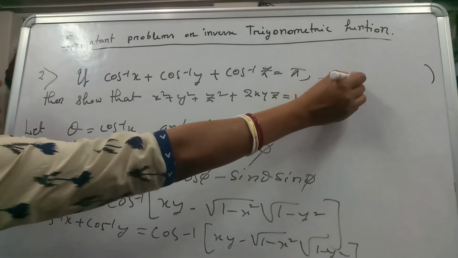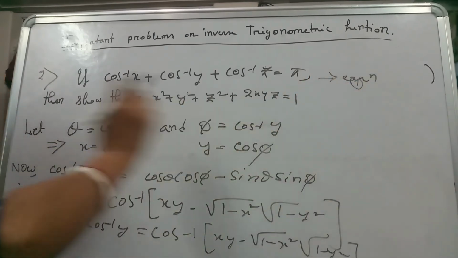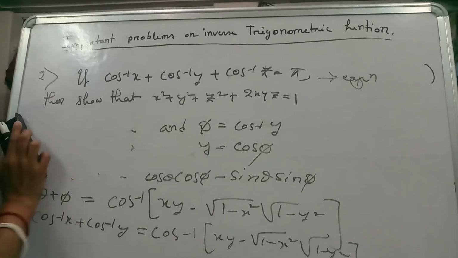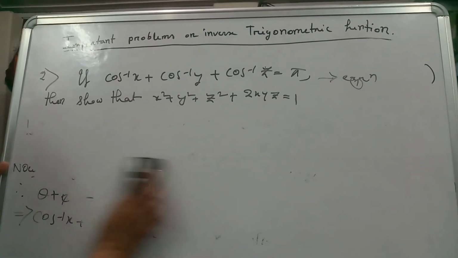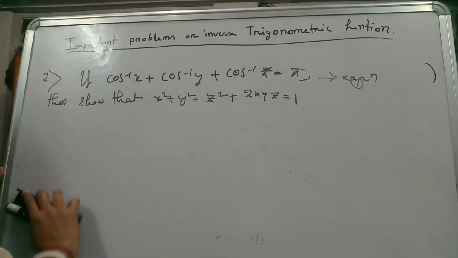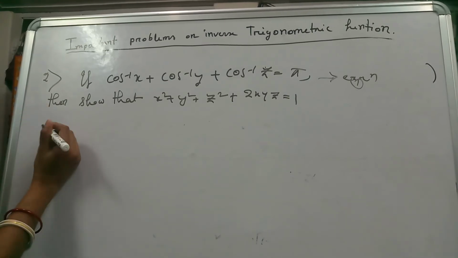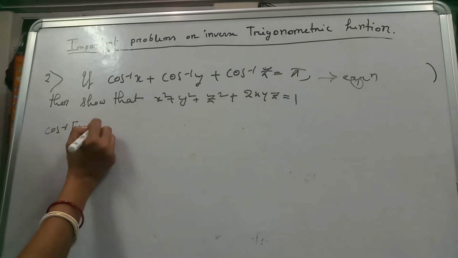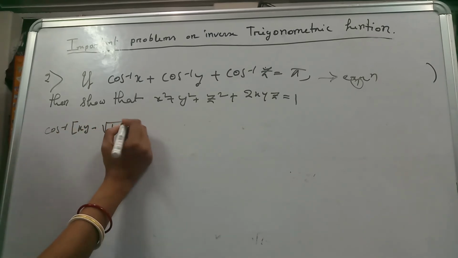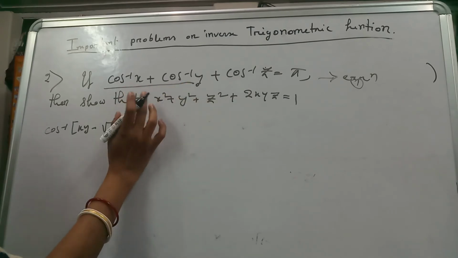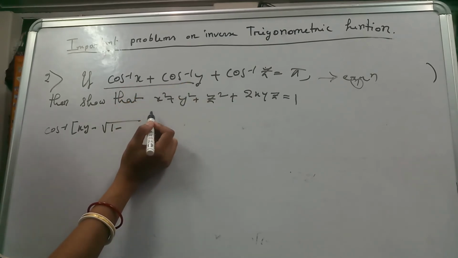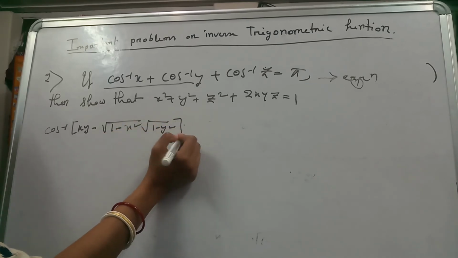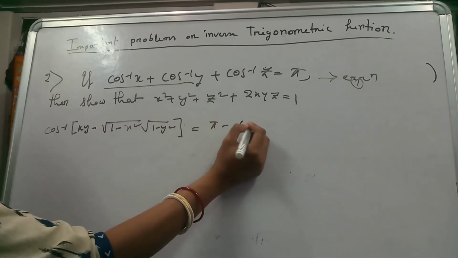It was my equation number 1. Now, the whole equation number 1 can be rewritten as cos of inverse of xy minus root over 1 minus x square root over 1 minus y square, putting the value we have just found, cos inverse x plus cos inverse y, equal to pi minus cos inverse z.